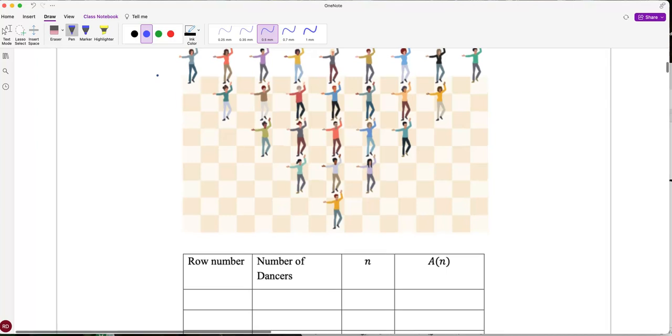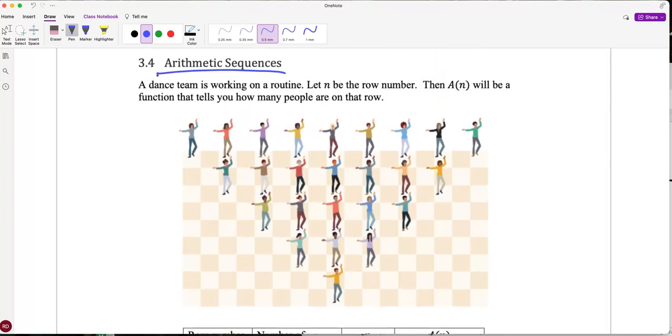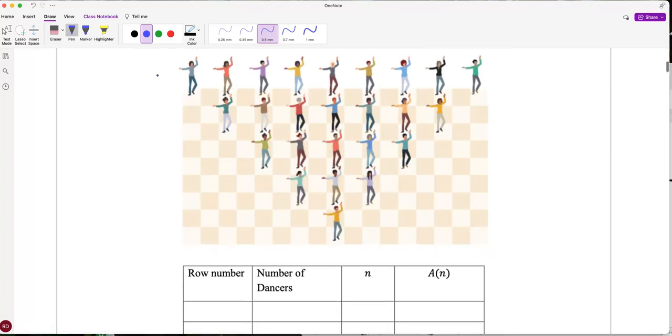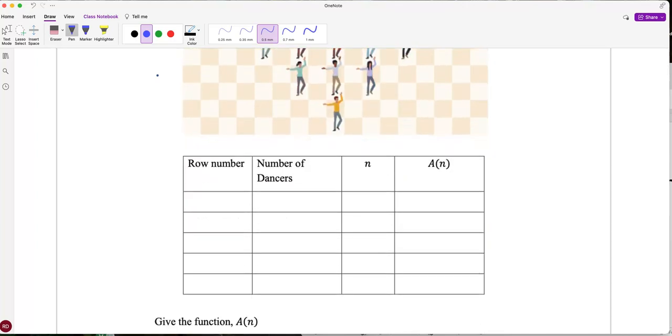same rate every time. So if I look at this, a row of dancers. Row 1 has 1 person. Row 2 has 3 people. Row 3 has 5 people. So if I look at this, on row number 1, we have 1 dancer. And if I'm counting rows, let n equal the row number. Then this is row 1. And then a of 1 is the number of dancers on row 1, which is 1.